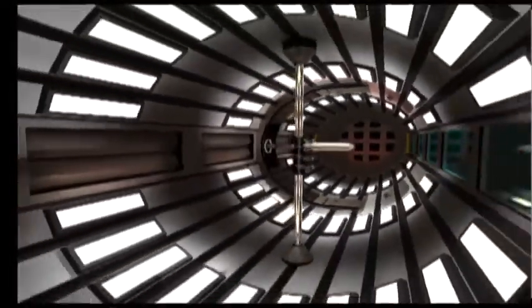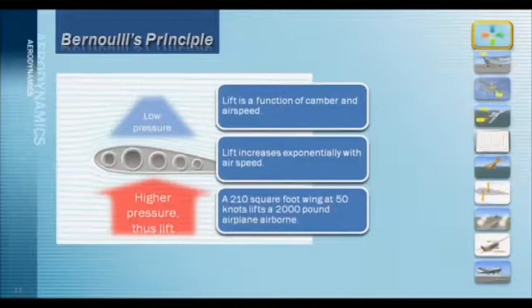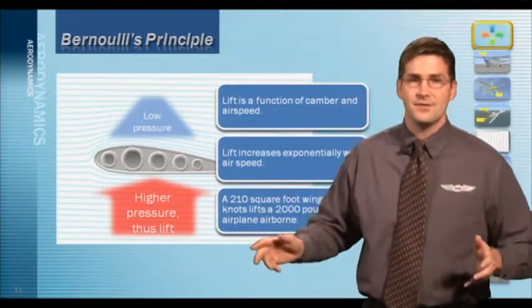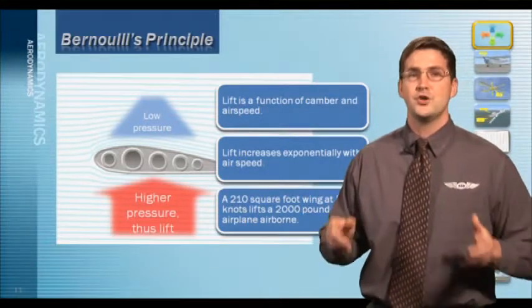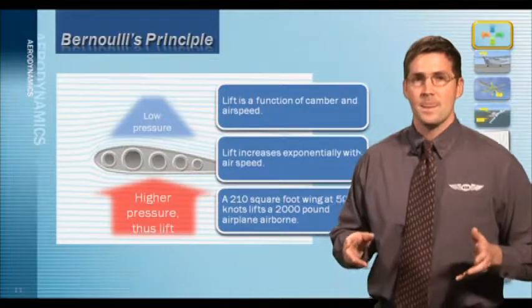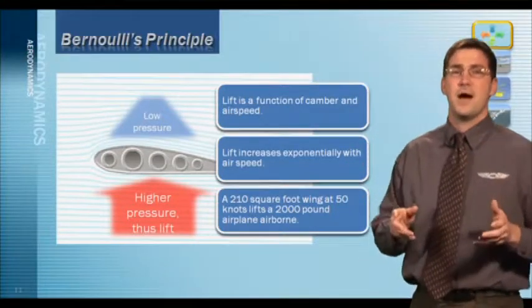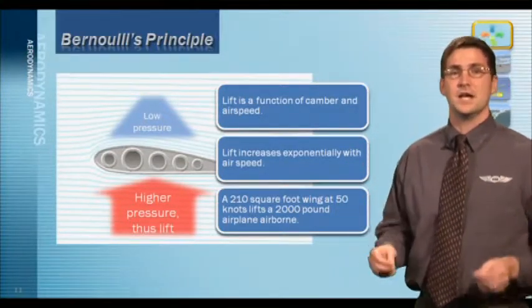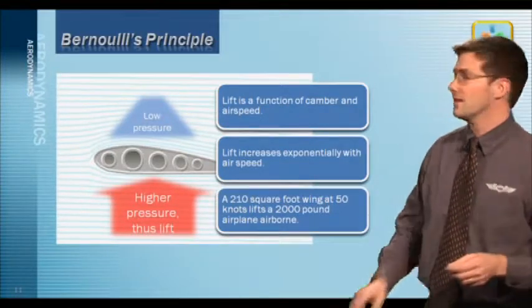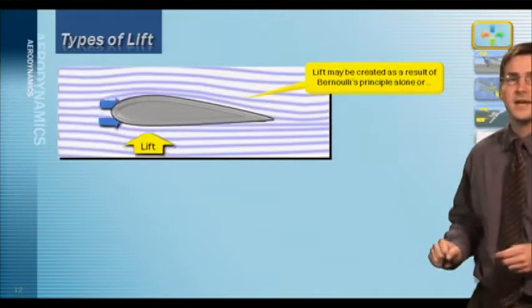Aeronautical engineers can calculate the lift in pounds per square foot required to get an aircraft airborne. For example, a wing with a length of 30 feet by 7 feet has a wing area of 210 square feet. At 50 knots, for example, a pressure differential of 10 pounds per square foot would easily lift a 2,000-pound airplane airborne. But it's not the only thing that causes lift. Let's take a look at something else.